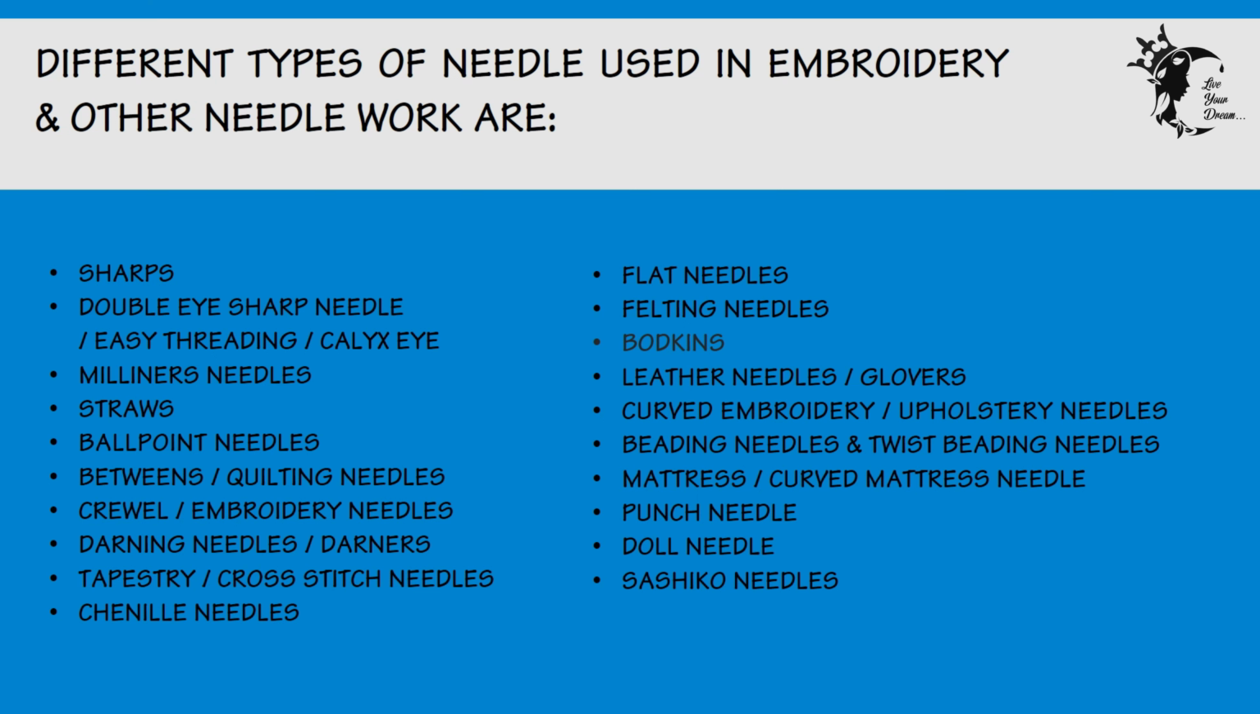Different types of needles used in hand embroidery and other needleworks are sharps, double eye sharp needle or easy threading or calyx eye, milliner's needles, straws, ballpoint needles, betweens or quilting needles, crewel or embroidery needles, darners or darning needles, tapestry or cross-stitch needles, chenille needles, flat needles, felting needles, bodkins, glovers or leather needles, curved embroidery or upholstery needles, beading needles, twist beading needles, mattress needle, curved mattress needle, punch needles, doll needles, Sashiko needles.